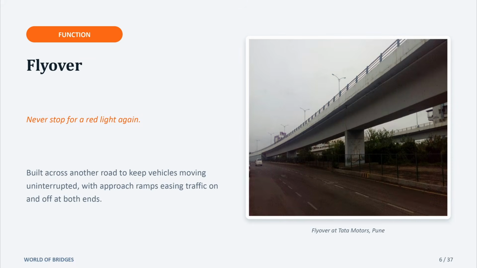A flyover. A flyover crosses another road, not terrain nor water. The whole point is letting vehicles keep moving instead of stopping at a signal. Notice the ramp on both ends. That's what makes it a flyover.